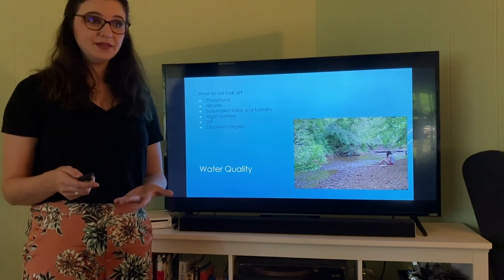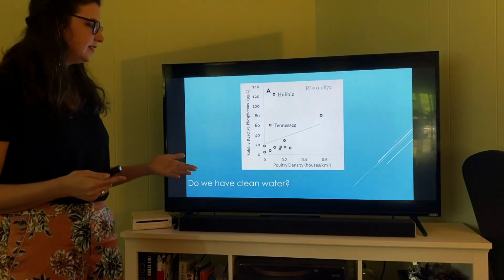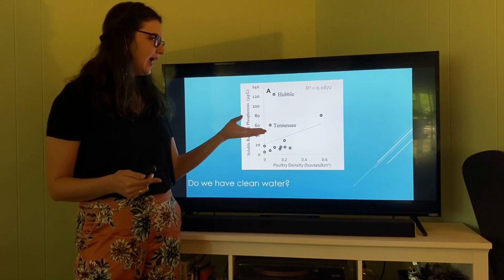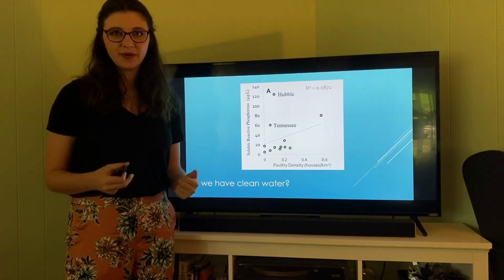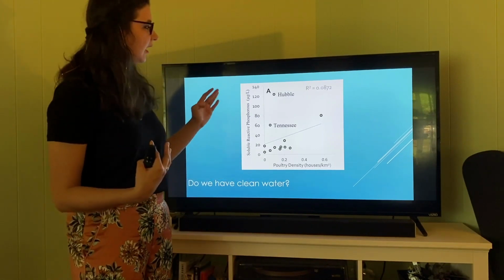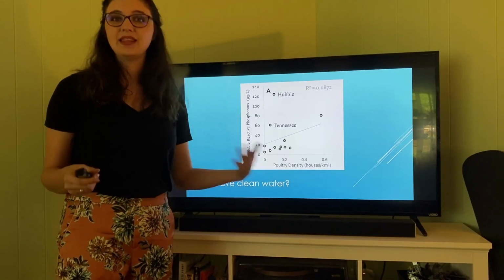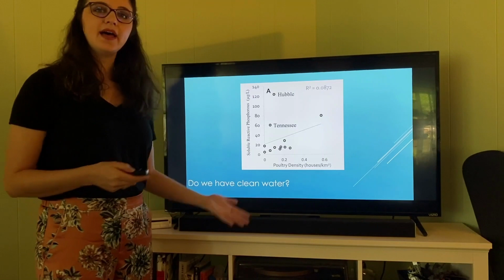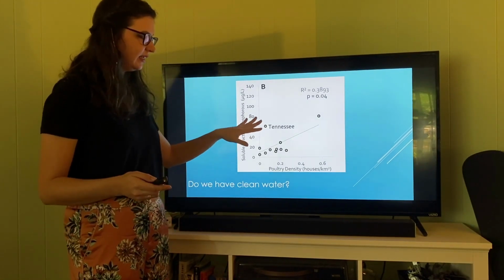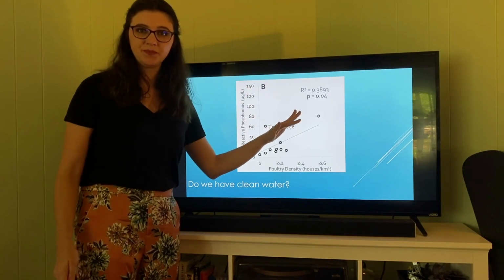And so this is what we found. Looking at phosphorus, Hubble and Tennessee had crazy high amounts compared to all the other ones. So this kind of leads us to believe maybe Hubble and Tennessee are outliers, like they were in the bug data. So we took out Hubble as an outlier, and this is what we got. Even with Tennessee in here, we do have a significant p-value.